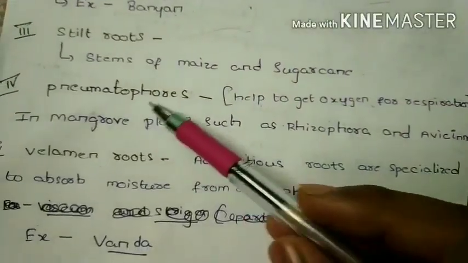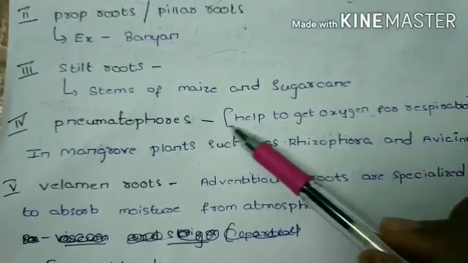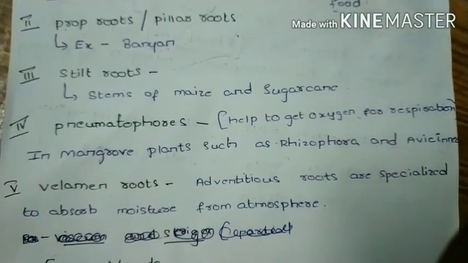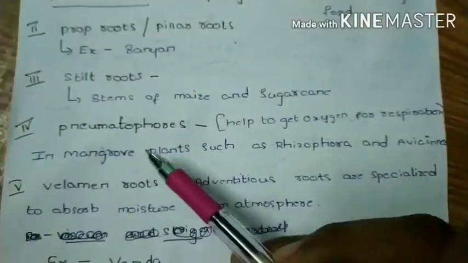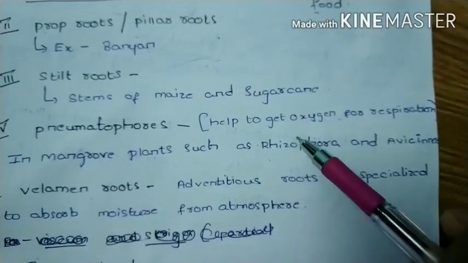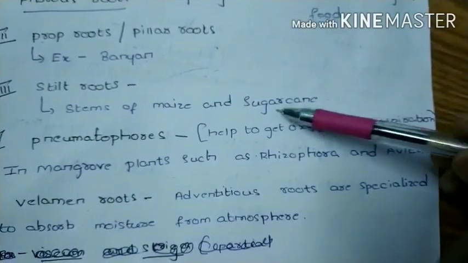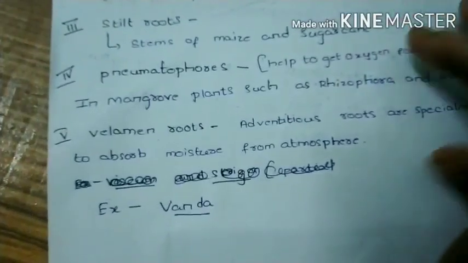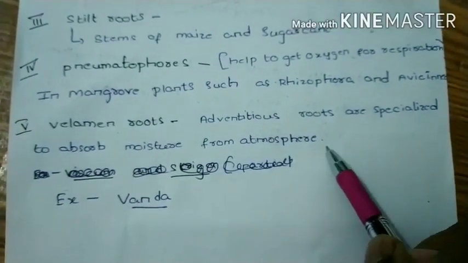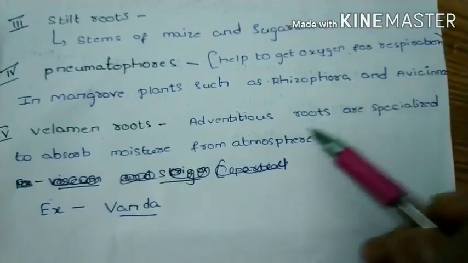Next is pneumatophores, which help to get oxygen for respiration. These types of roots are modified to get oxygen for the plant. What are the examples for pneumatophores? Mangrove plants such as Rhizophora and Avicennia. In these, roots come outside the soil for their oxygen requirement. So let us have a look at velamen root. Adventitious roots are specialized to absorb moisture from the atmosphere.